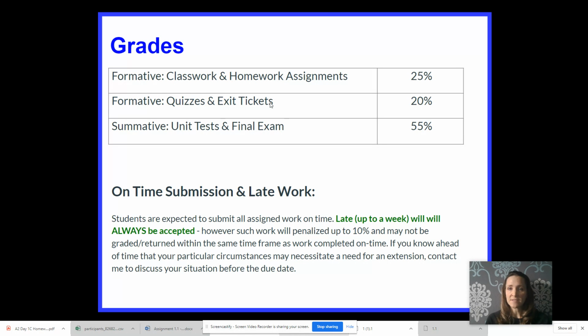I also take off 10% for late work, which means you can get an A, you can get 9 out of 10, but you can no longer get 100%, 10 out of 10. And I hope that motivates my students to try to keep up as best they can. If something does come up and students need an extension, they should message me directly.